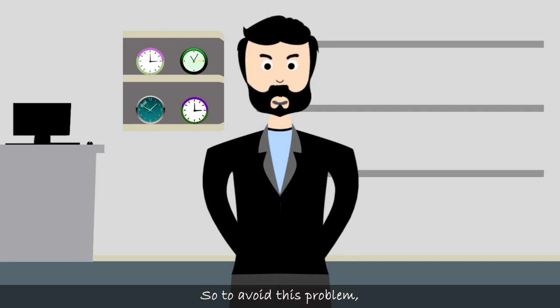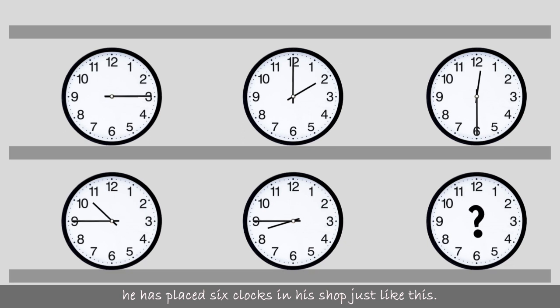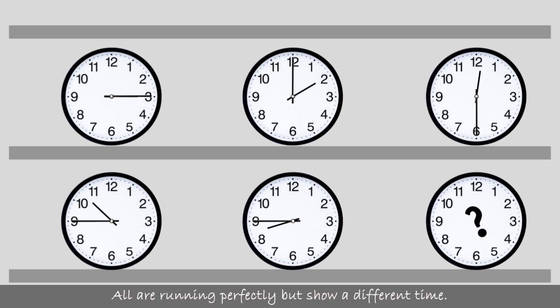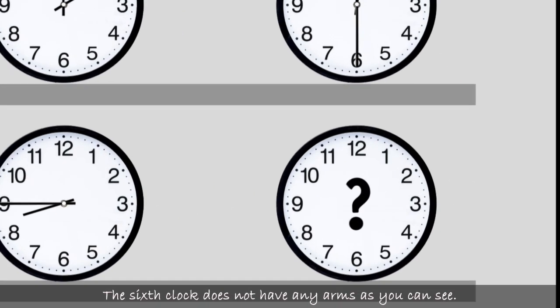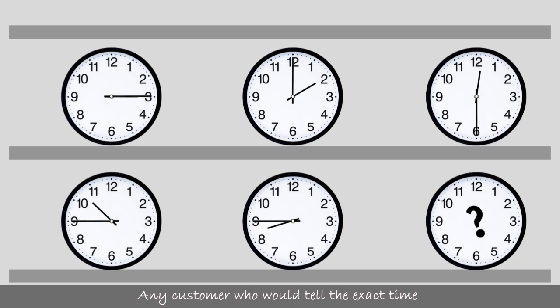So, to avoid this problem, he has placed six clocks in his shop just like this. All are running perfectly fine, but they show a different time. They also follow a logical pattern. The sixth clock does not have any arms as you can see. Any customer who would tell the exact time that the sixth clock should be showing would be eligible for a discount.